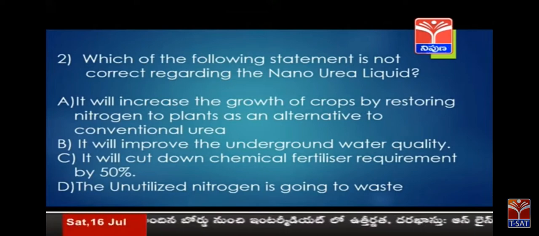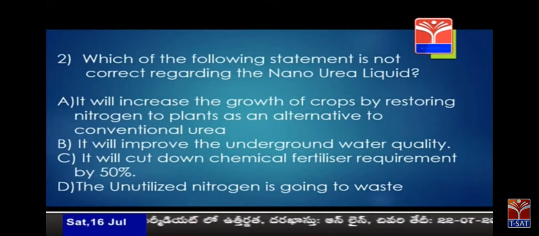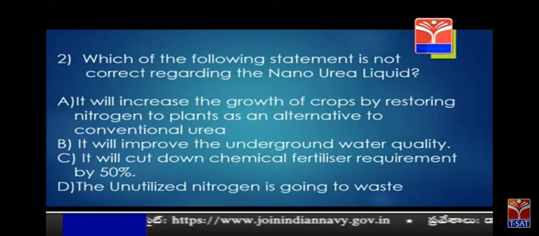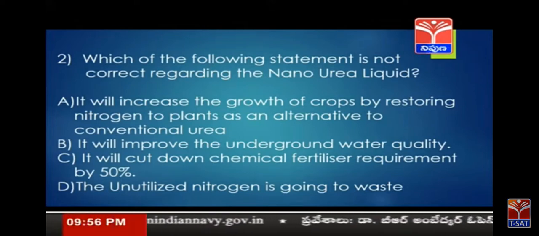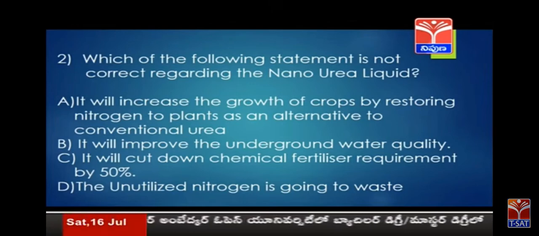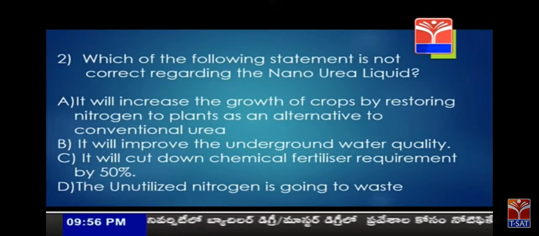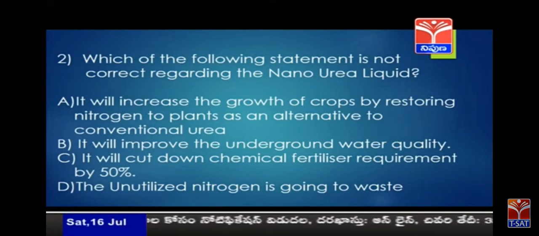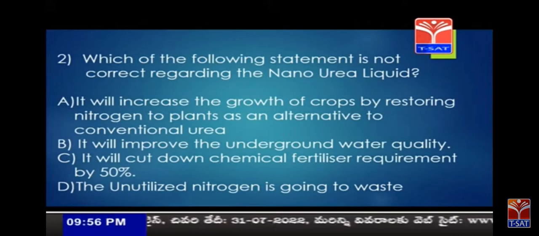Option B: it will improve the underground water quality. It improves the soil quality, air quality, and water quality, so it is correct. Option B is also correct. Option C: it will cut down chemical fertilizer requirement by 50%. Already you learned that liquid nano urea reduces the usage of conventional urea by 50% or more. So, statement C is also correct.